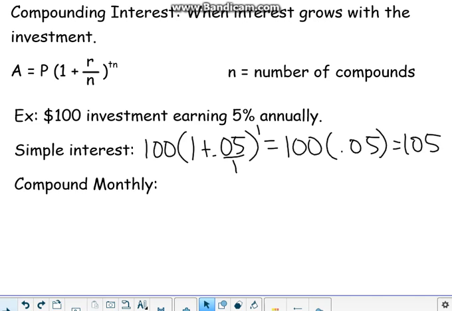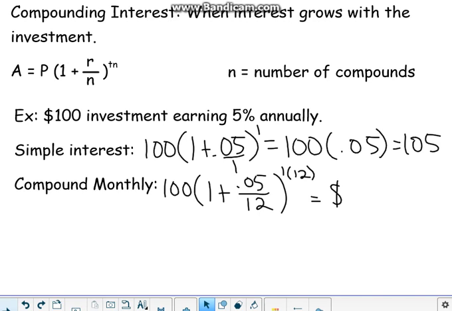Let's see if it's compounded monthly. So this was just normal simple interest. So let's look and see what happens if we do it a little more frequently. 100 times 1 plus 0.05, but we're going to do that monthly, 12 times a year, 12 months a year. We raise that up to the T times N, 1 year times 12 months. And after the course of a year, you will have made just a teeny little bit more.